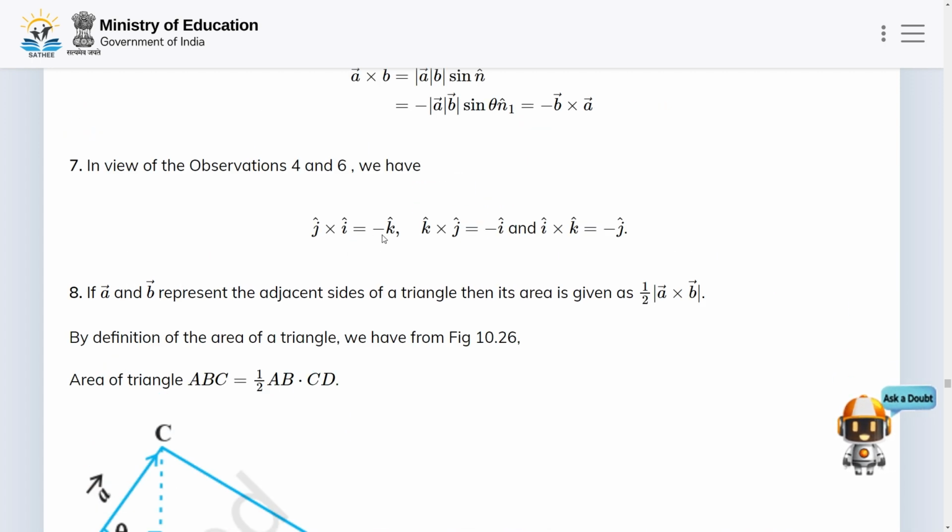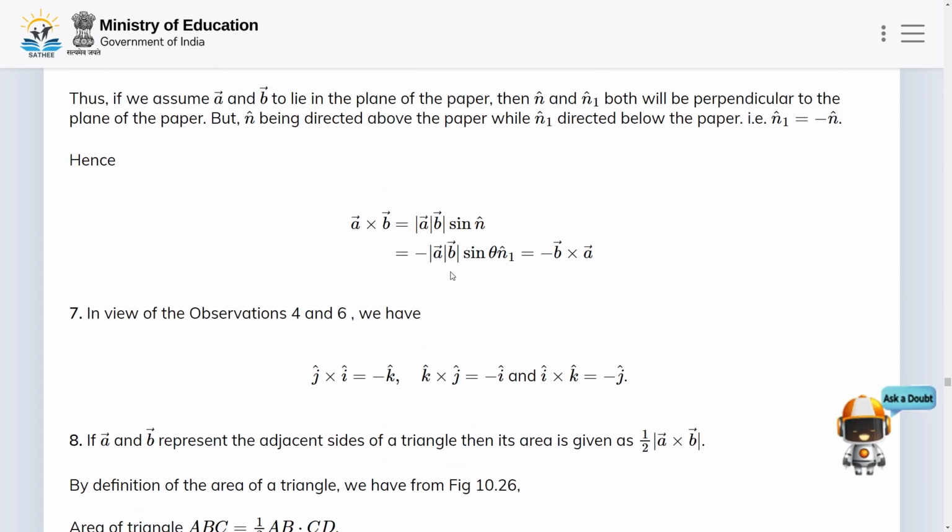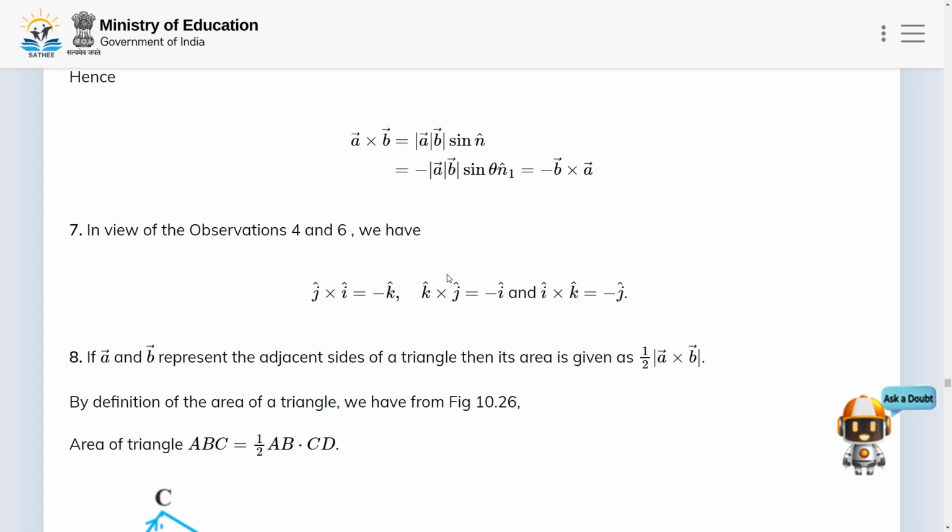The reverse order cross product I cross K will be minus J, K cross J will be minus I, and J cross I will be minus K. The same thing we are applying, what we just saw in the sixth observation.